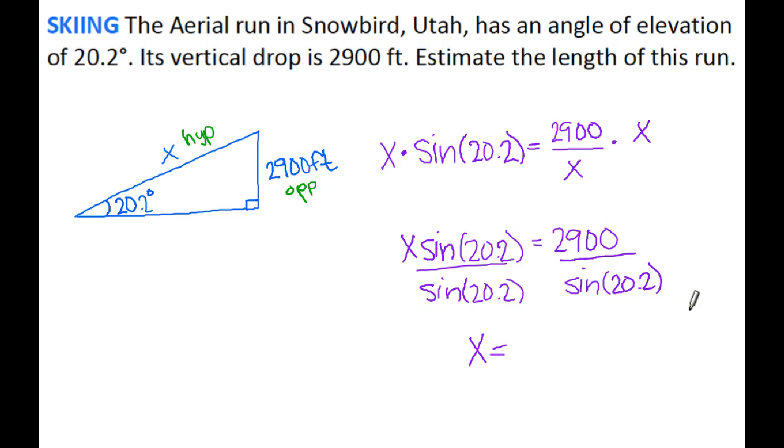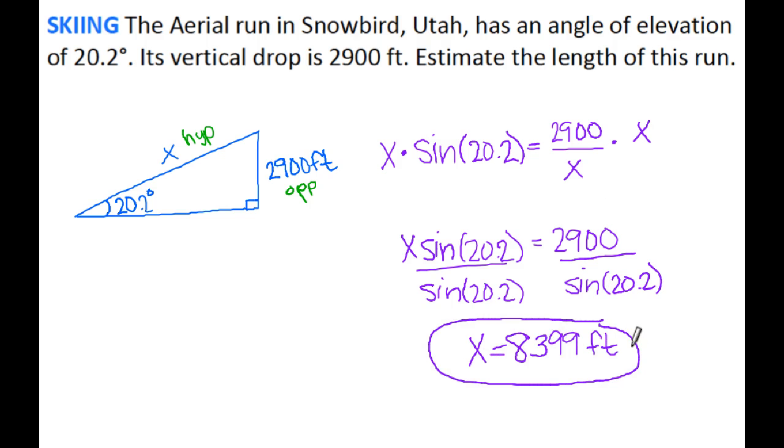So I'm going to take this and plug it into my calculator. So I have 2,900 divided by sine of 20.2, and I'm going to round to the nearest foot. So it's 8,399 feet. So the length of the run is 8,399 feet.